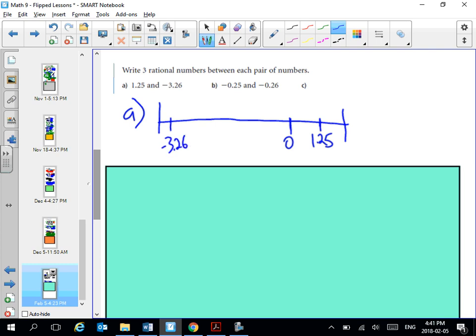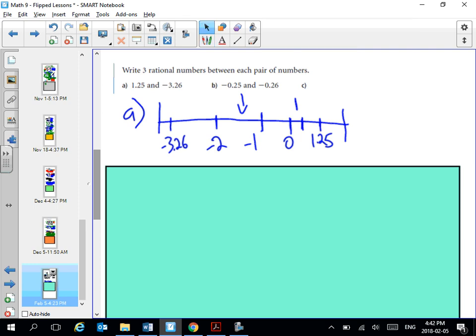So now what I need is some numbers that are in between, so in this great big space here, some numbers that are in between those two. So I know right off the bat, I'm going to say 1, smaller than 1.25, bigger than 0. I'm going to say negative 1, and I'm going to say negative 2. So there we go. 3 numbers that fit in between 1.25 and negative 3.26.